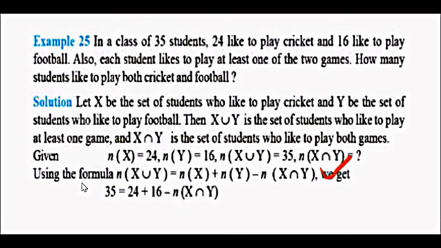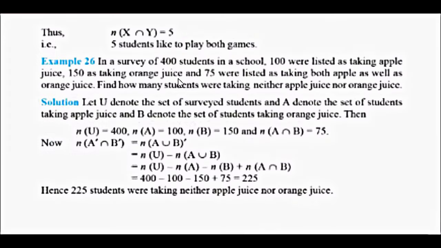We'll use the formula directly: n(X union Y) is equal to n(X) plus n(Y) minus n(X intersection Y). This will give rise to 35 is equal to 24 plus 16 minus n(X intersection Y). That will be our final answer, which will be 5. So 5 students like to play both games.